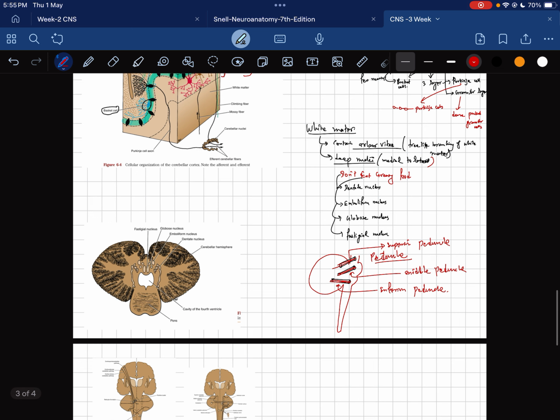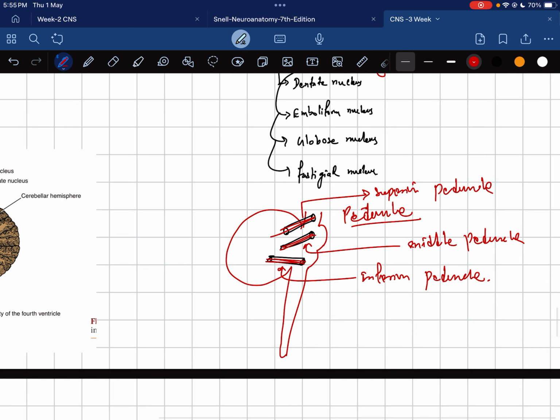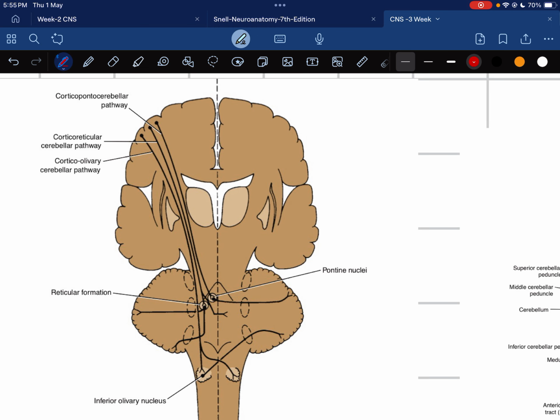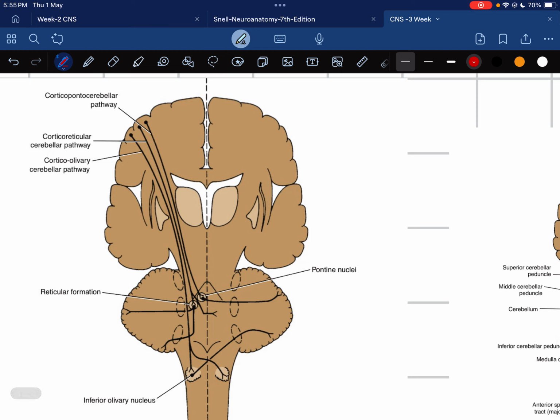Moving on to the fibers. Some fibers come from the inferior cerebellar peduncle, some from the middle peduncle, and some from the superior peduncle. Now, the fibers coming into the cerebellum. There is the corticopontine cerebral pathway. It comes from the cerebral cortex and goes into the pontine nucleus in the pons, and after that the fibers go to the opposite side of the cerebellum through the middle peduncle. Information goes from the cerebral cortex to the pontine nucleus, and the pontine nucleus transmits it into the cerebellum.